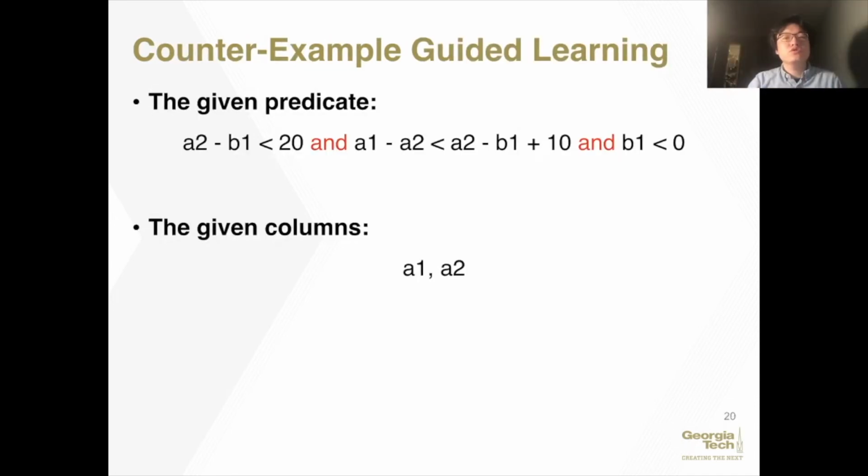Then I'm going to use an example to demonstrate how the counterexample-guided learning loop works. The given predicate is a2 minus b1 less than 20, and a1 minus a2 less than a2 minus b1 plus 10, and b1 less than 0. The given columns are a1 and a2.